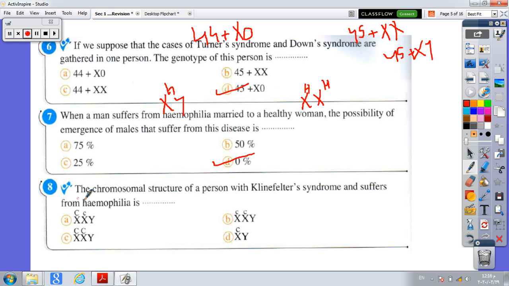Number 8, the chromosomal structure of a person with Klinefelter. We know the Klinefelter syndrome is, who can tell me? 44 plus XXY. Okay, this is Klinefelter, as it is always male, and suffering from hemophilia, so it carries a recessive gene. It must carry the recessive gene on sex chromosomes. Who can tell me? Which do we choose? We must choose number B.